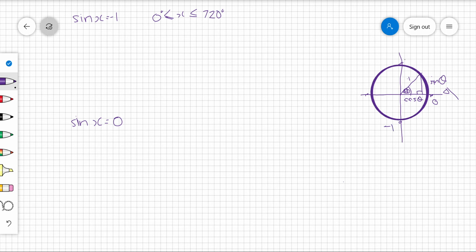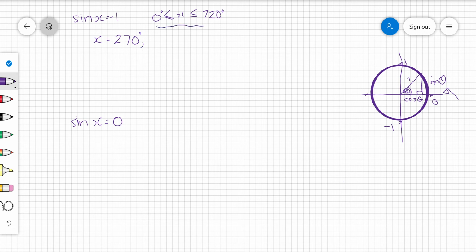So if we go around just once, so 360 degrees, the only time sine theta is -1 is at 270 degrees. So we already know here that this angle here, x, would be equal to 270 degrees.